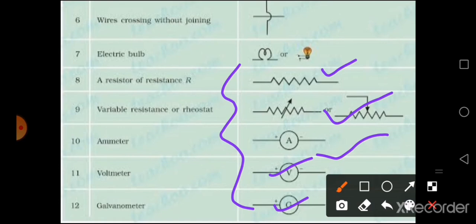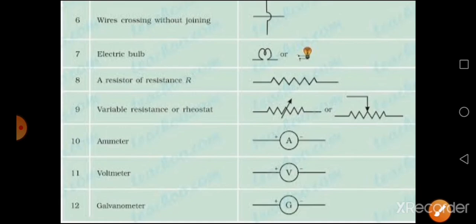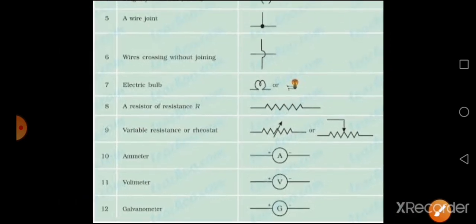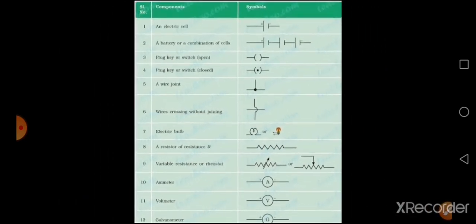There are some rules on how you have to connect these. All these I will explain when I come up with the instrument videos. For the time being, before I start with the instruments, make sure you are very thorough with your electrical symbols. Those who are not familiar with them from smaller classes, make sure you learn the symbols properly from this video and get prepared for your practicals when the school reopens.